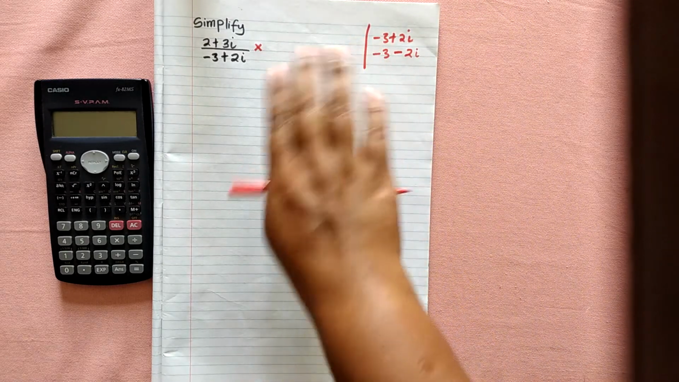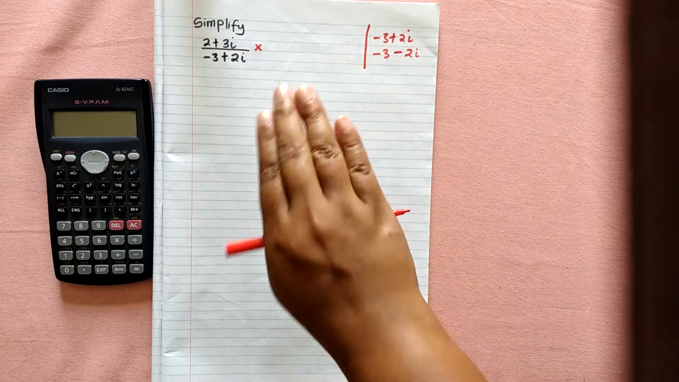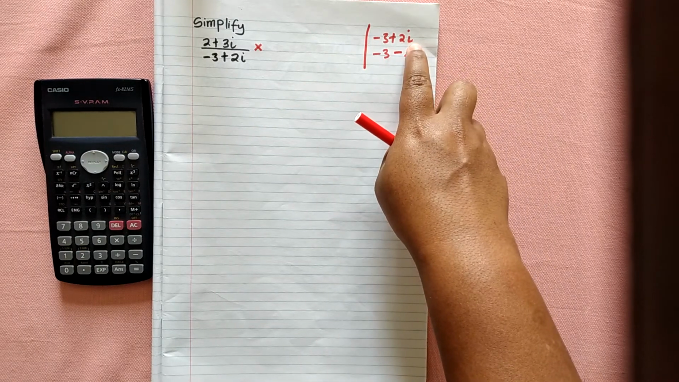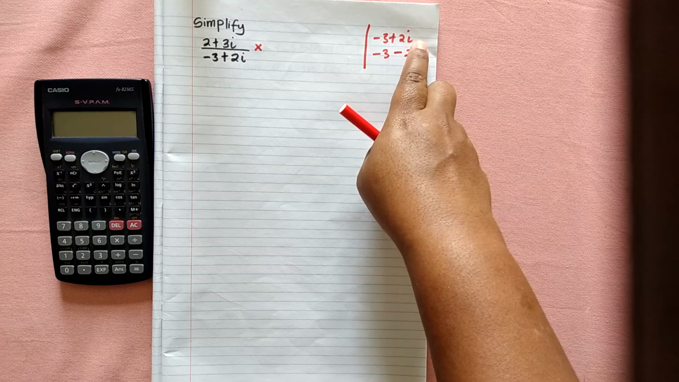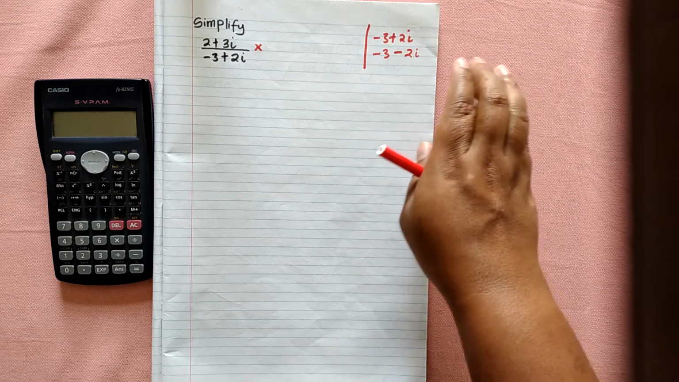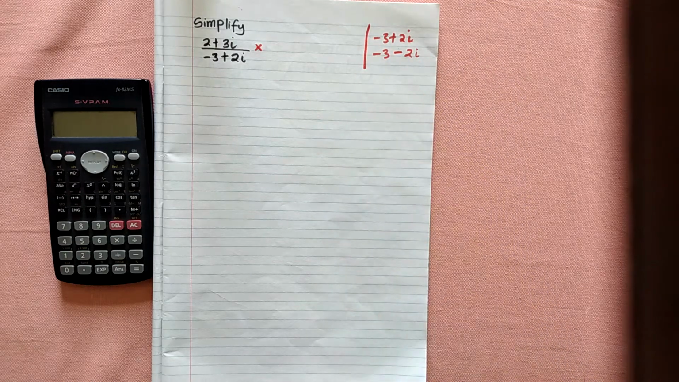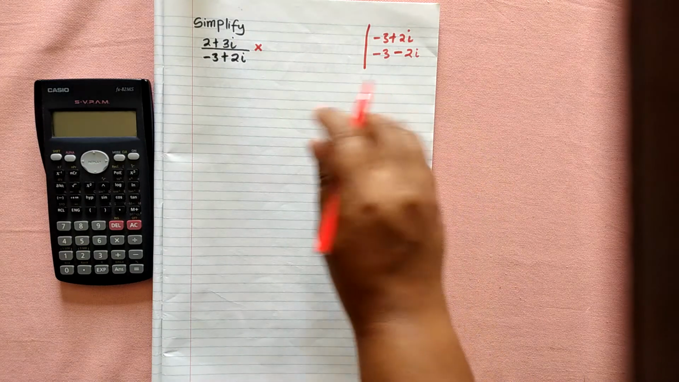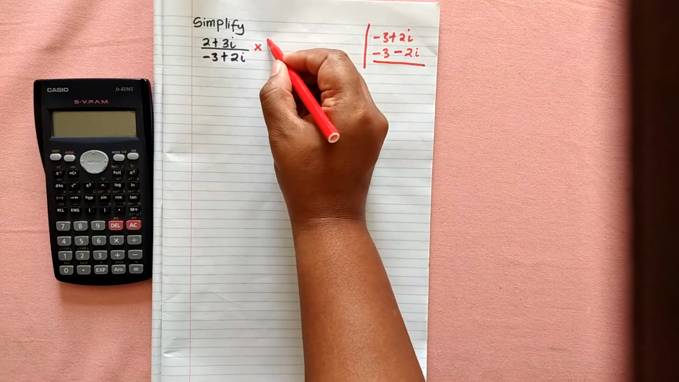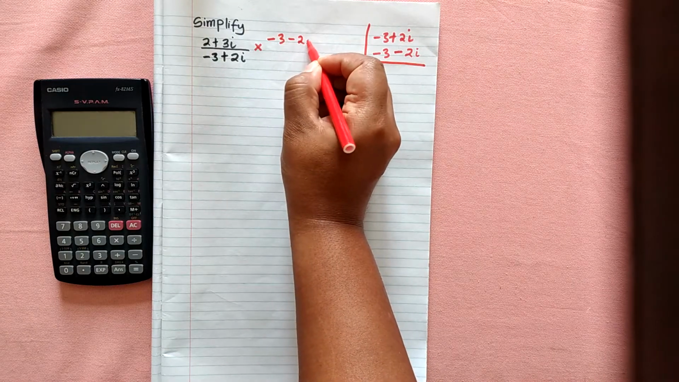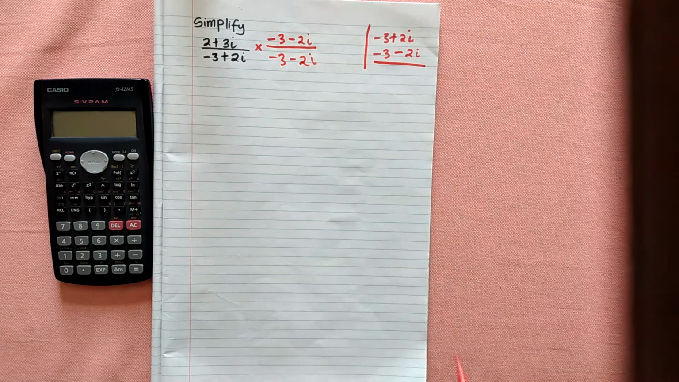The conjugate is for the imaginary part only. In the original question, it was negative 3 plus 2i, so we are just concentrating on the imaginary part. The imaginary part is positive 2i, so the conjugate of positive 2i is negative 2i. Negative 3 will remain as negative 3. So we will multiply with the conjugate of the denominator, that will be (negative 3 minus 2i) over (negative 3 minus 2i).